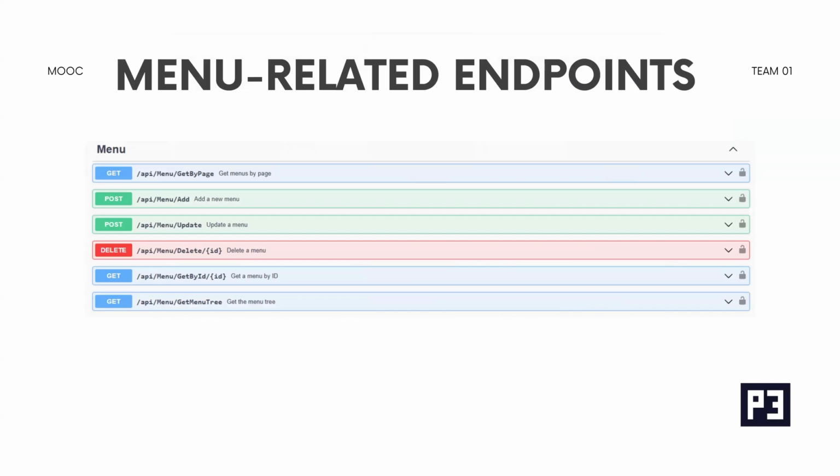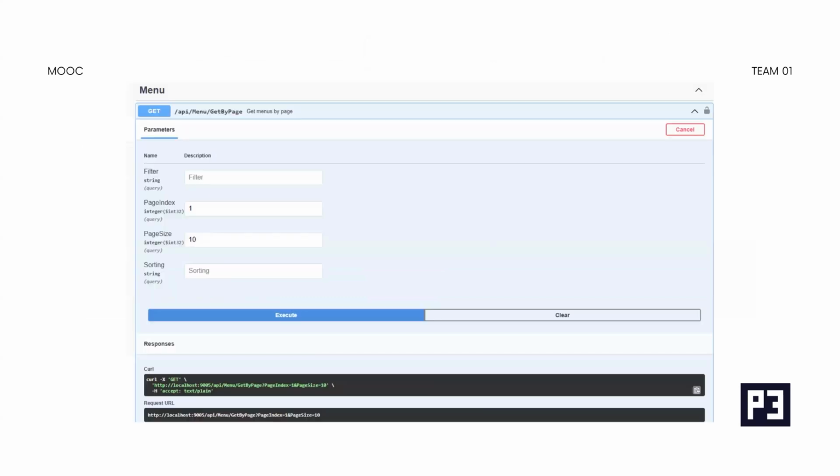Here are the menu-related API endpoints that our team has successfully implemented. These endpoints enable key functionalities such as adding, updating, deleting, and retrieving menus. They ensure that the menu management process is both efficient and scalable.